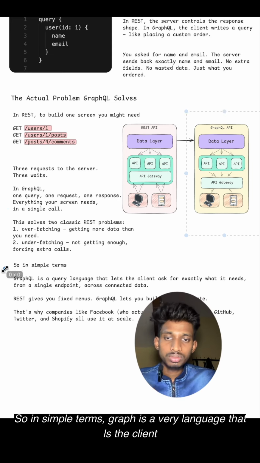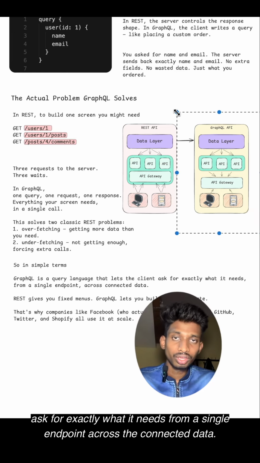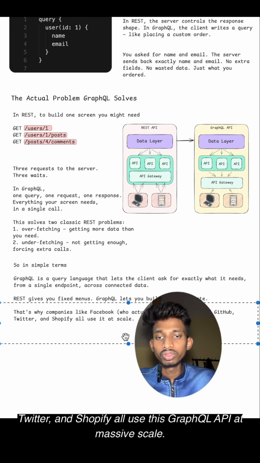So in simple terms, GraphQL is a query language that lets the client ask for exactly what it needs from a single endpoint across the connected data. That's why companies like Facebook built GraphQL, and GitHub, Twitter, and Shopify all use the GraphQL API at massive scale.